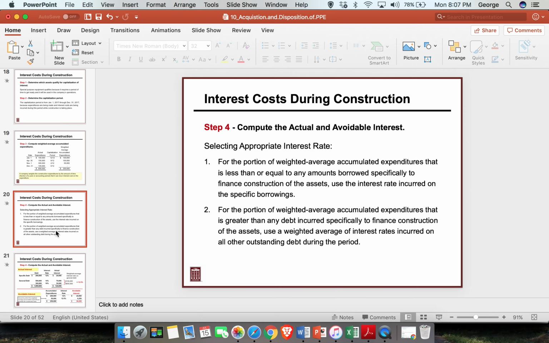All right, then compute the actual and avoidable interest. So selecting the right interest rate. For the portion of weighted average expenditures that is less than or equal to any amounts borrowed specifically to finance construction of the assets, use the interest rate incurred on the specific borrowings. So borrowed 100,000 at 12%. Use those specific interest rates for those specific borrowings. For the portion of weighted average accumulated expenditures that is greater than any debt incurred specifically to finance construction of the assets, use a weighted average of interest rates incurred on all other outstanding debt during the period.